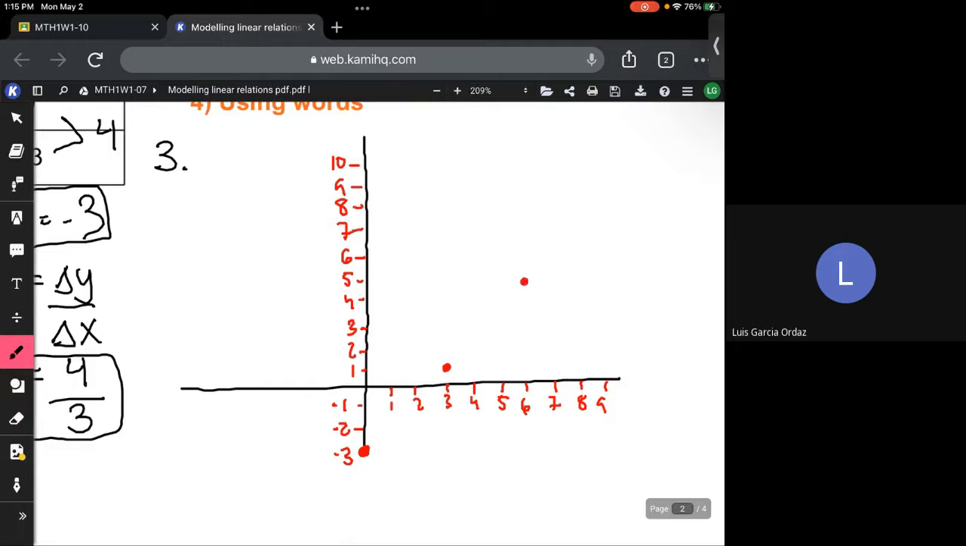Okay, David, what's the next one after 6 and 5? 9, 9. And then I don't have enough space for the other one, so that's fine. So this is what my linear relation looks like. And that's how you would graph it. Whenever you have a table of values and a question asks you to graph it, just graph it using your table of values.